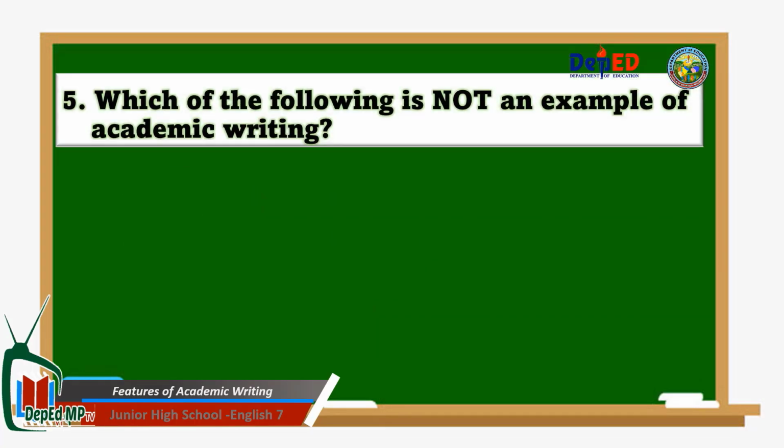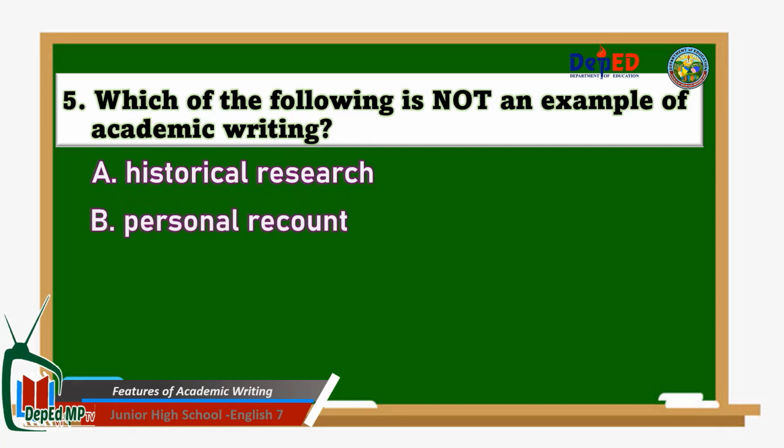5. Which of the following is not an example of academic writing? A. Historical research. B. Personal recount. C. Term paper. D. Resume.